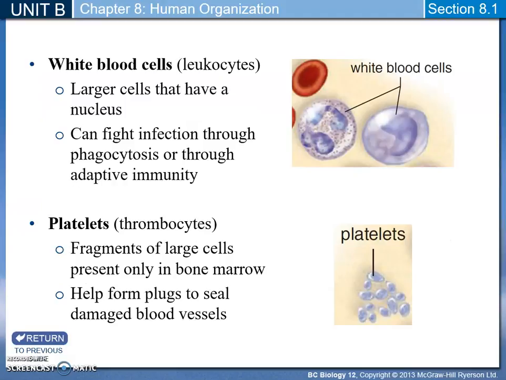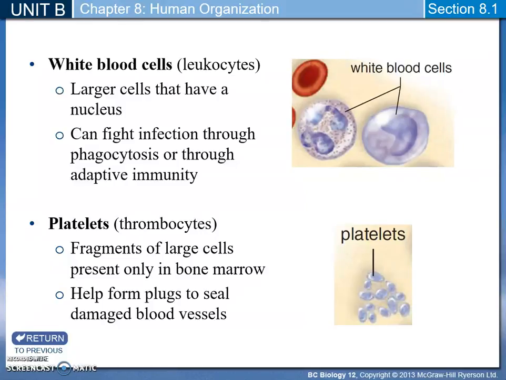White blood cells, also known as leukocytes, are the larger cells that have a nucleus. You can always tell a white blood cell by its different color. It's more of a whiter color, and it has a nucleus. These fight infection through phagocytosis or through adaptive immunity.